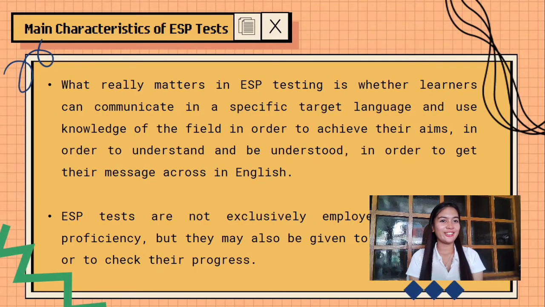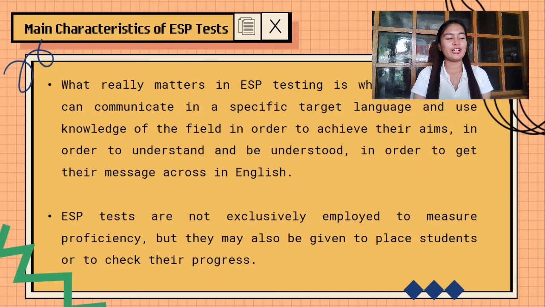Another main characteristic is that the test gives more importance to identifying if learners can communicate in a specific target language and use knowledge of the field in order to achieve their aims, in order to understand and be understood, in order to get their message across in English.